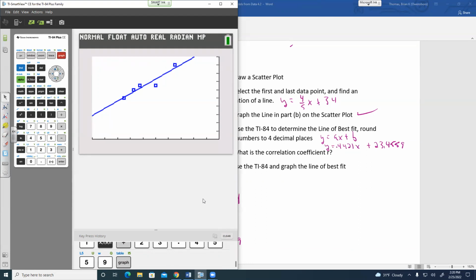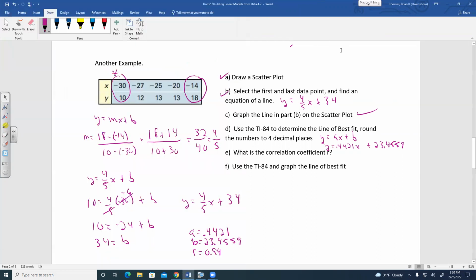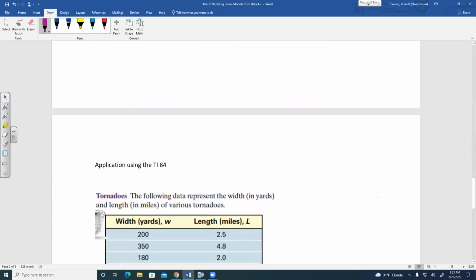So again, this data looks like it should fit the line really well, so our R value should be really high as well. Notice our R value was really close to 1. That means our line of best fit should be a good predictor since it's close to 1. That 0.94. So again, we used the TI-84 to graph the line of best fit. We did that already, and we saw that it looks really good. All righty, so hopefully you find that useful as we move on.